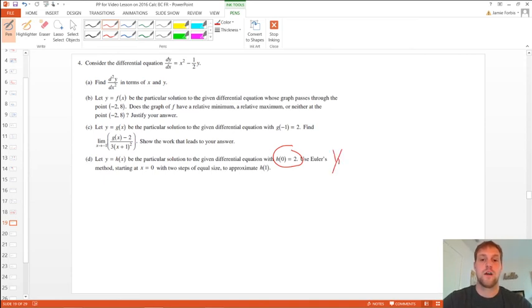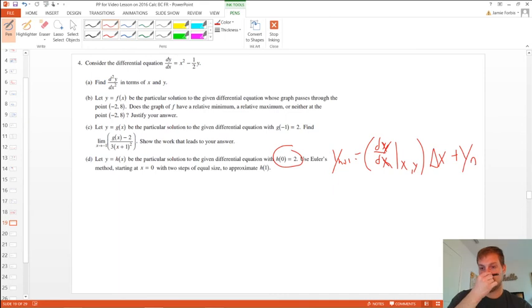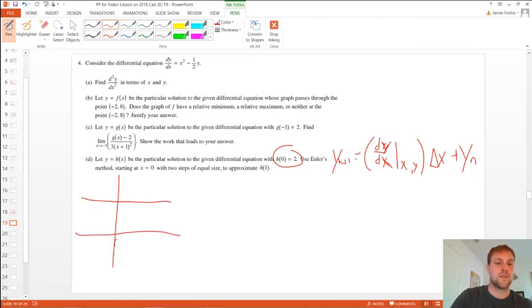Remember, we said it was y sub n plus 1 equals the derivative of my current spot, so dy over dx of my point x comma y, times my step delta x, and then plus my previous y value, y sub n. Okay, that's Euler's method. And 2 step sizes is pretty doable here, right? Remember how we set it up in a chart? We'll set it up like this.